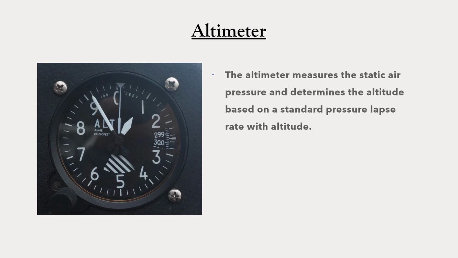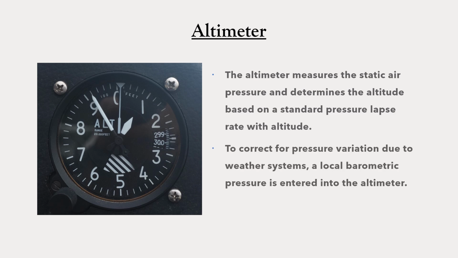So the altimeter utilizes the static pressure. It does not use the pitot pressure. And it uses this to estimate altitude. It does that by taking that pressure measurement and based on a standard relationship between altitude and pressure, it indicates what altitude would be associated with the pressure that it's measuring.